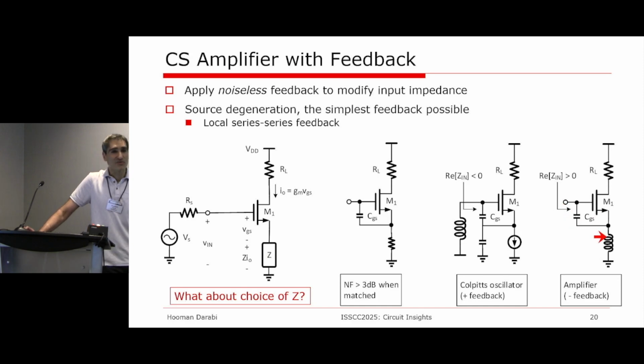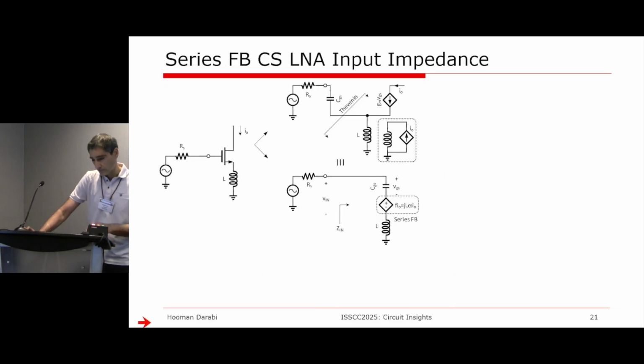But the last choice we have, the inductor, that works, gives us a negative feedback. There is no worry about the DC path or DC current generation. And I will show you in a minute that this does indeed give us a real part of input impedance. And that real part is positive, meaning that the feedback is negative.